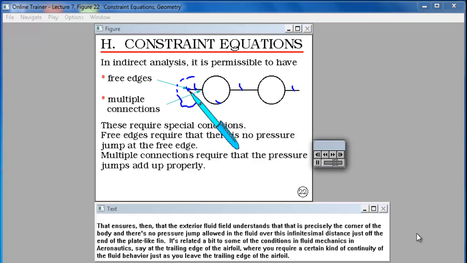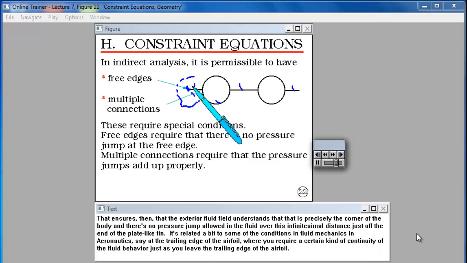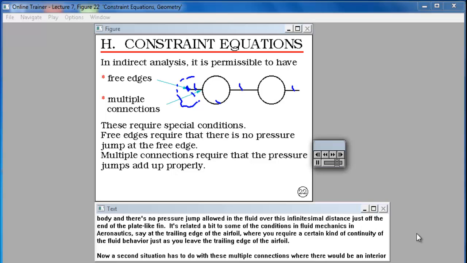It's related a bit to some of the conditions in fluid mechanics and aeronautics, say at the trailing edge of an airfoil, where you require a certain kind of continuity of the fluid behavior just as you leave the trailing edge of the airfoil.